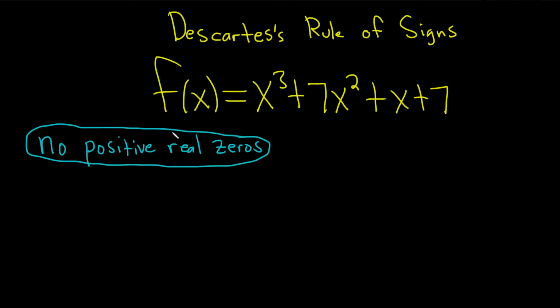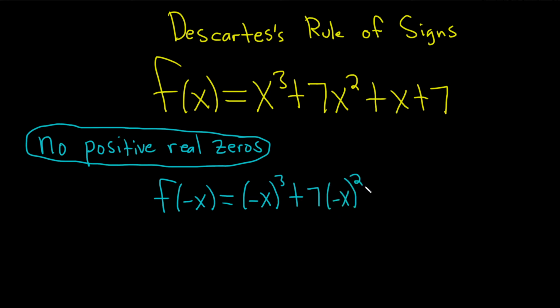Now let's look for the negative real zeros. How many possible negative real zeros can we have? In order to do that, we have to replace x with negative x. So we have f of negative x is equal to, this will become negative x cubed plus 7 times negative x squared plus x, which is negative x actually, and then plus 7. Okay, so this is f of negative x.